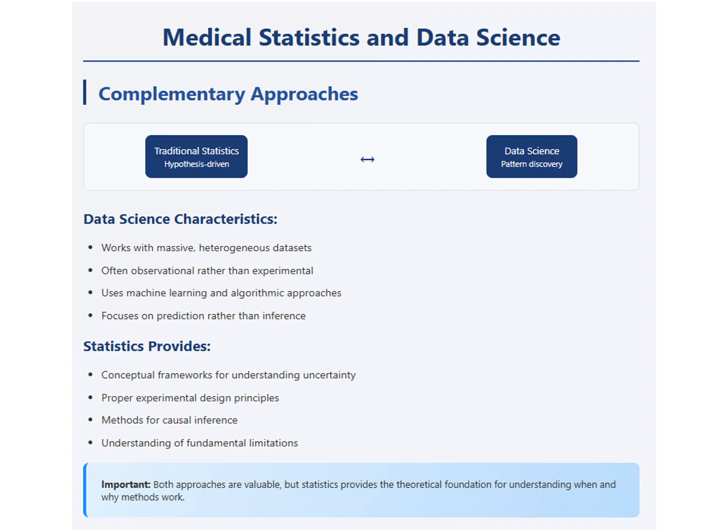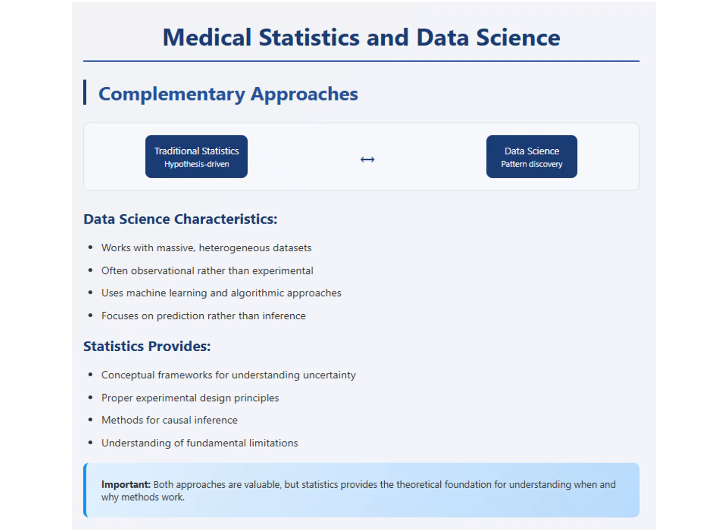Now, before we go further, I want to address something you've probably been hearing about: data science and AI in medicine. You might be wondering, with all this talk about machine learning diagnosing diseases and AI analyzing medical images, do we still need traditional statistics? Well, the answer is absolutely yes, and here is why.